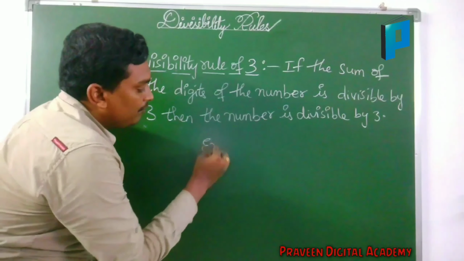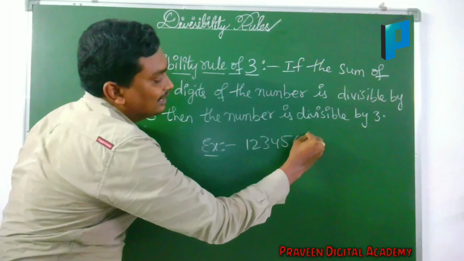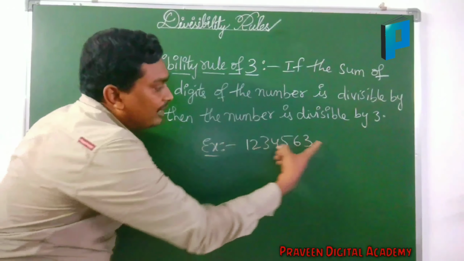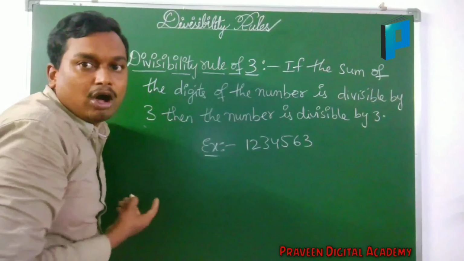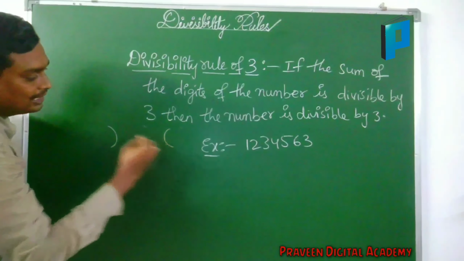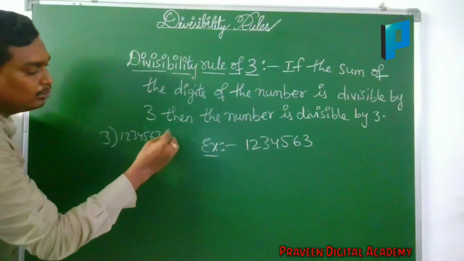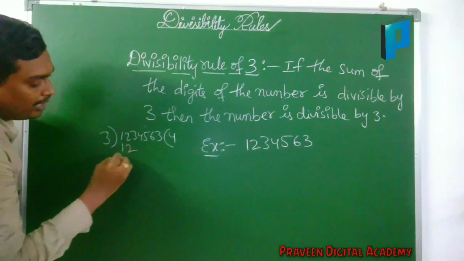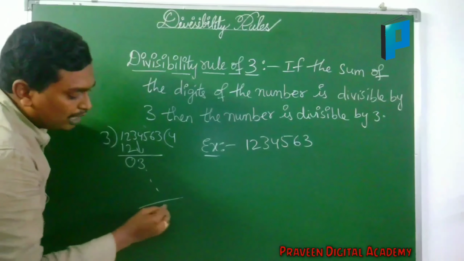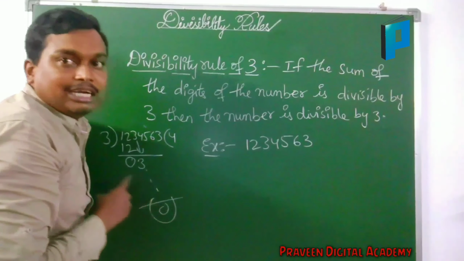For example, if you are having 1, 2, 3, 4, 5, 6, 3, this is one of the numbers we are having here. Check whether this number is divisible by 3 or not. Actually, how will we do this division? We will take 1, 2, 3, 4, 5, 6, 3 and divide by 3. 3 4s are 12 and after subtracting we will get 0 and we will borrow the next digit. Like that we will do and see the remainder. If you are getting the remainder 0, then it is divisible by 3.